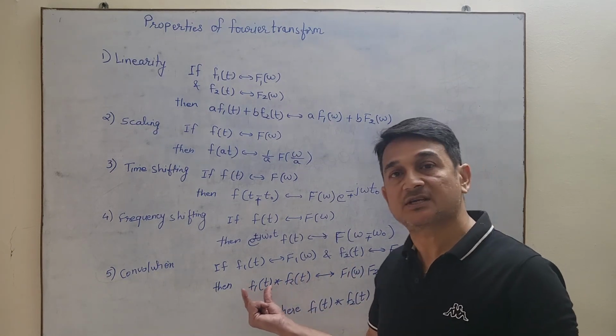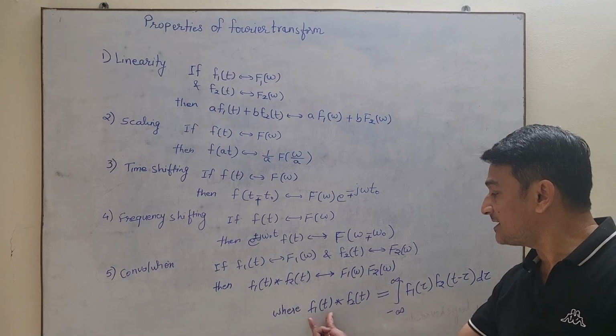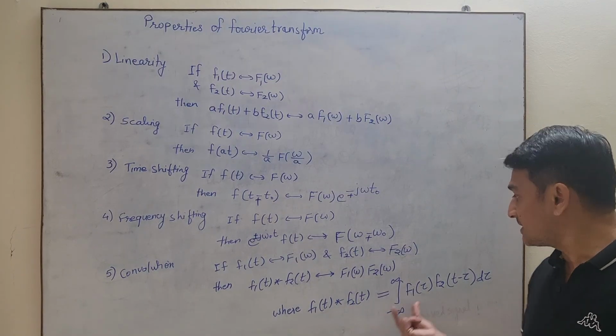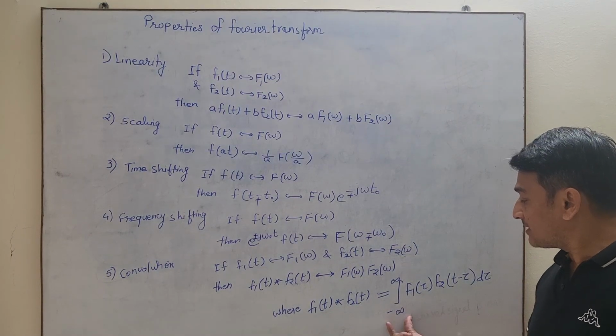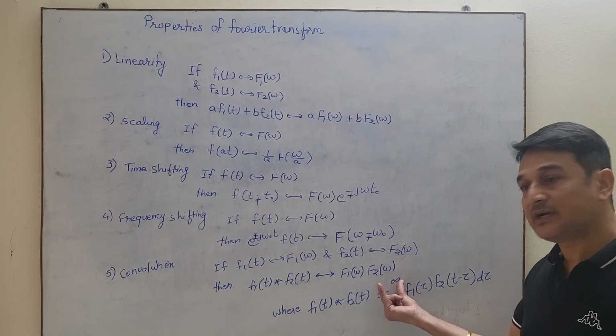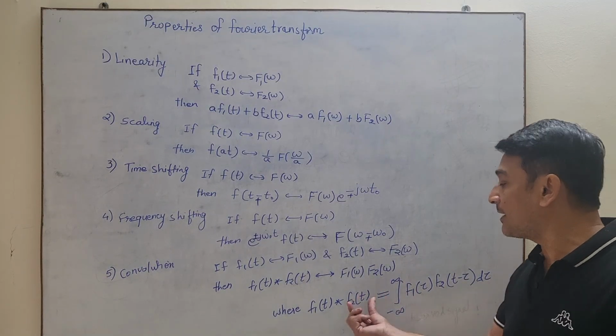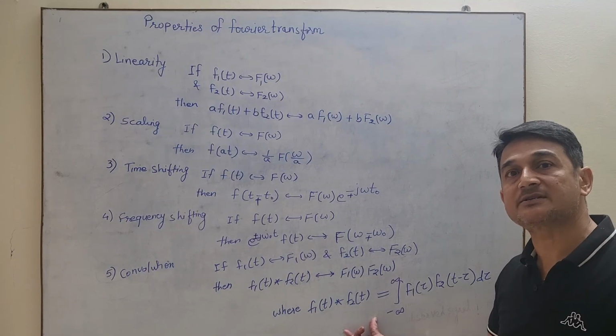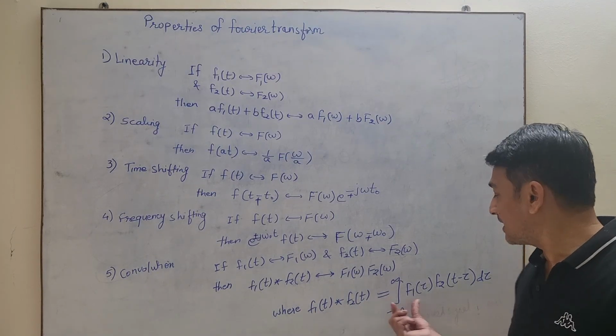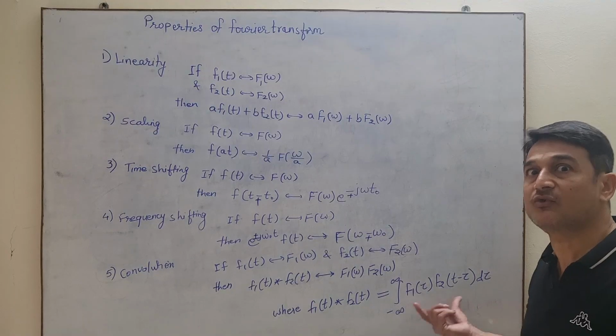Now you will ask, what is convolution? Convolution means f1(t) convolution f2(t) is the integration over the limits minus infinity to plus infinity of f1(tau) f2(t minus tau) d tau. This is how you can calculate the convolution of any two sequences. If you have been given two sequences, you can calculate the convolution by using this formula.